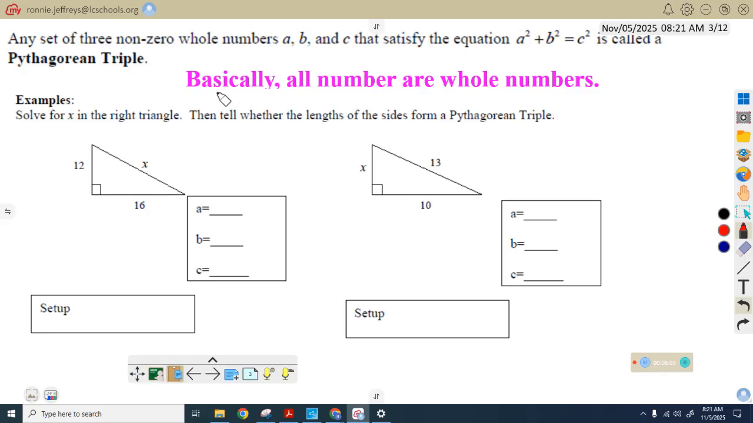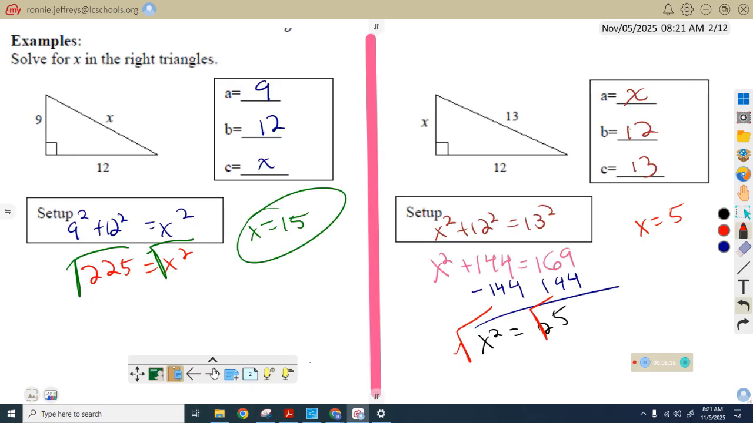So basically, it's a Pythagorean triple if a, b, and c are all whole numbers. They're not decimals, they're not like root 2s or whatever. So these two over here will actually be Pythagorean triples because they're all whole numbers.